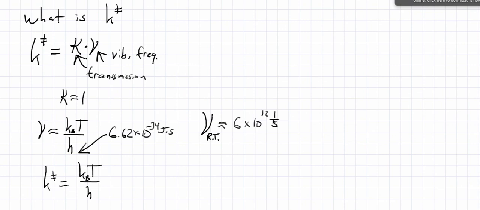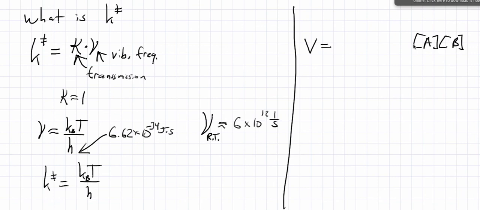Now once we have this, we can put the pieces together. We said the rate was going to be equal to the concentration of A times the concentration of B times the equilibrium constant for forming the transition state divided by the standard concentration, and now we have to multiply by our rate constant for the transition state forming products. So that was kT over h. So you put all the pieces together here.